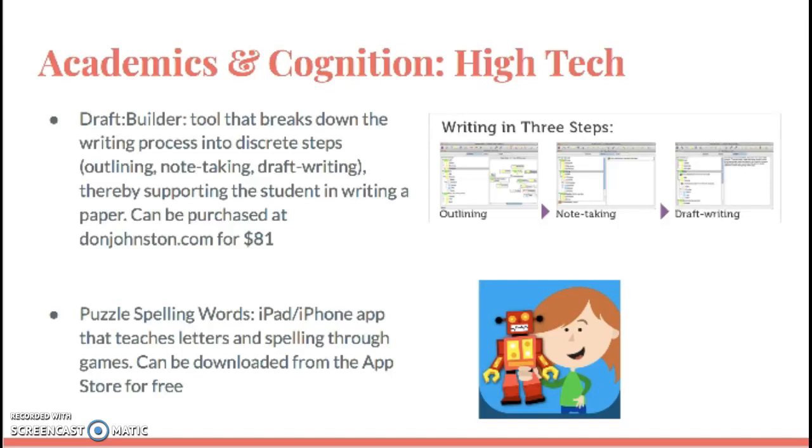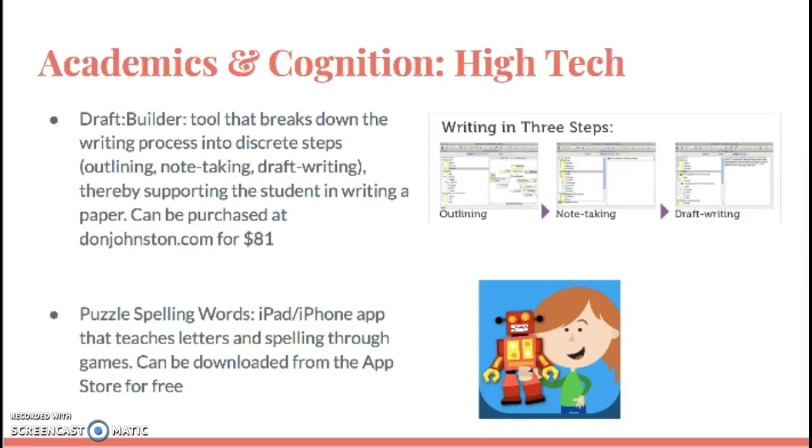Two high-tech solutions are Draft Builder. So that's a tool that breaks down the writing process into discrete steps to support students in writing longer things like papers. And that can be really useful in teaching the student what the process should look like by giving them an opportunity or a place to input information that they have, and then it helps put it into an outline and put it into an actual draft. And that can be purchased at donjohnston.com for $81.